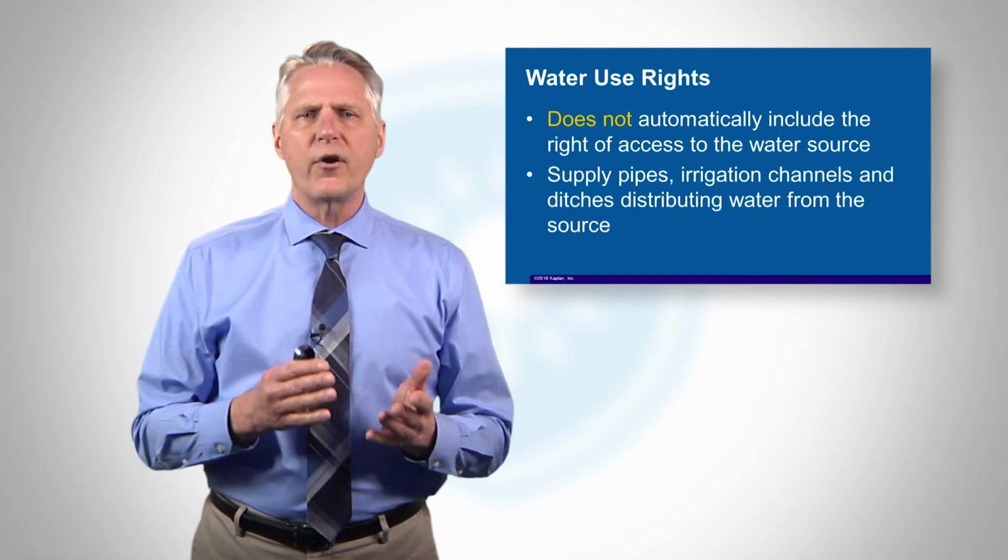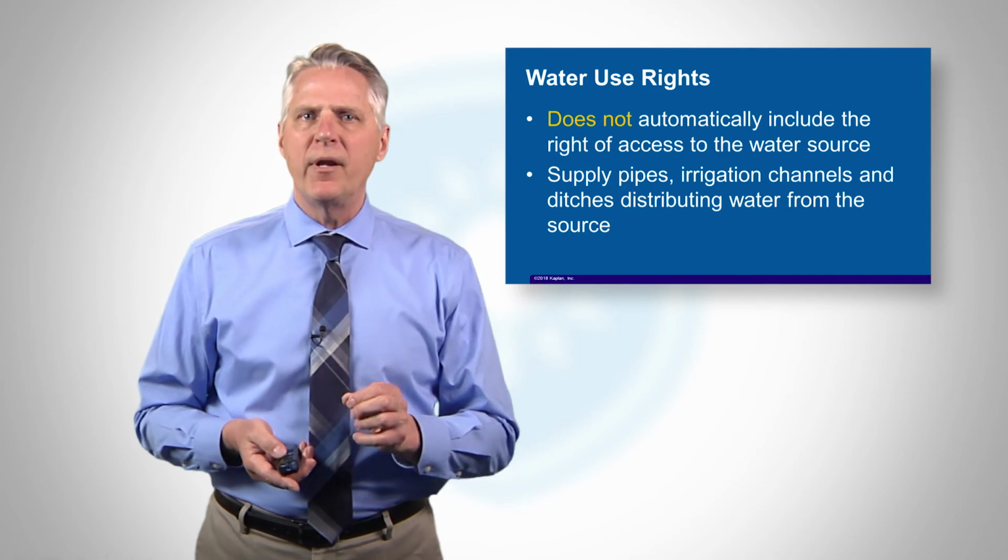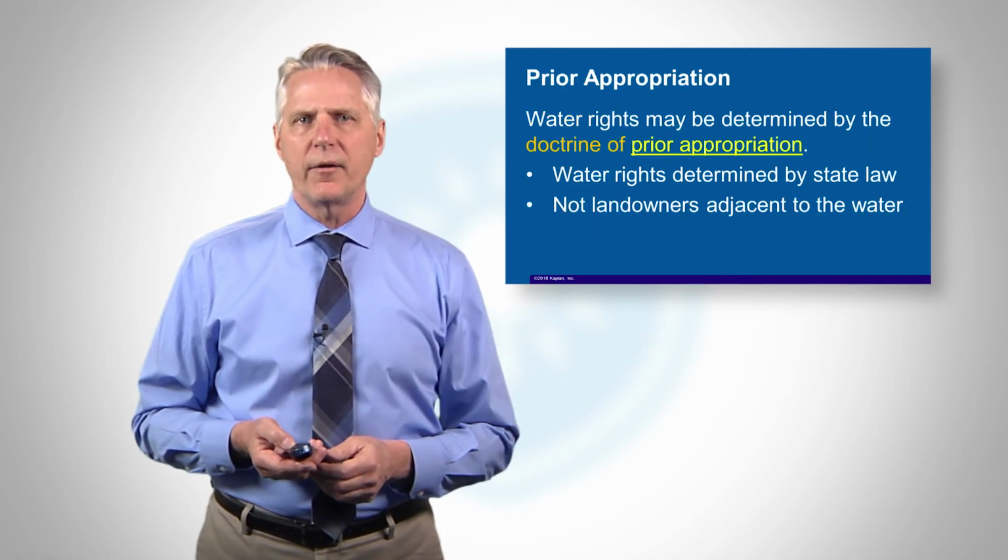Then we've got the water use rights. The right to use water for, say, irrigation does not automatically include the right of access to the water source. In fact, in arid states, it rarely does. Usually you have supply pipes or irrigation channels or irrigation ditches that distribute water from the source for water use. So it's not shoreline abutment, it's the right to use water.